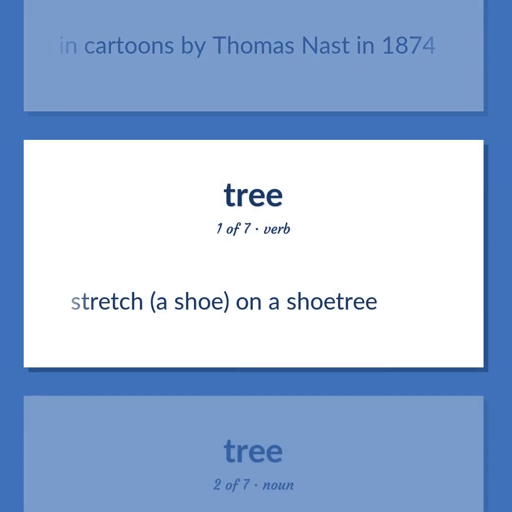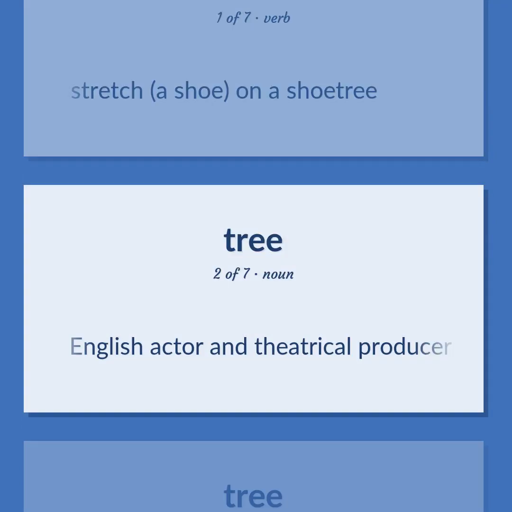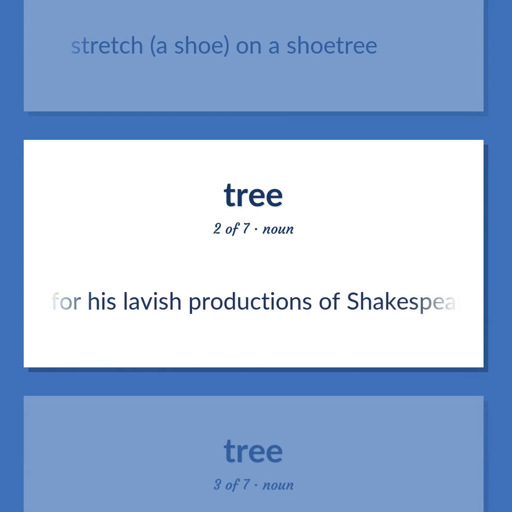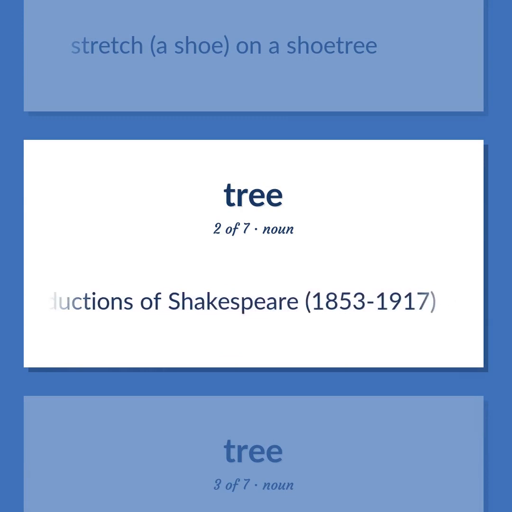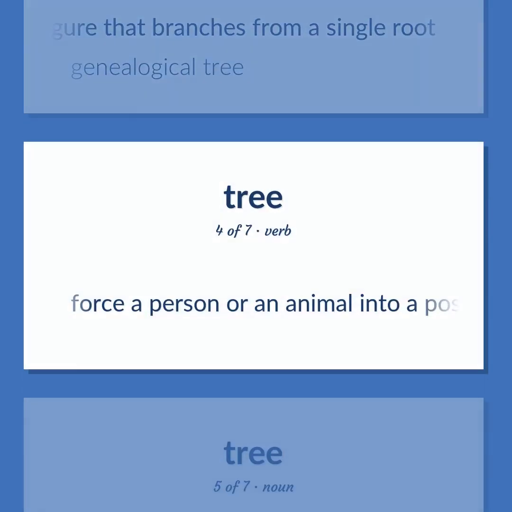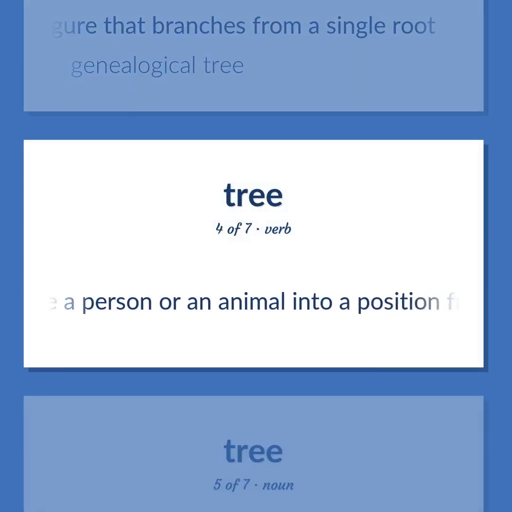Stretch a shoe on a shoe tree. English actor and theatrical producer noted for his lavish productions of Shakespeare, 1853 to 1917. A figure that branches from a single root. Genealogical tree. Force a person or an animal into a position from which he cannot escape.